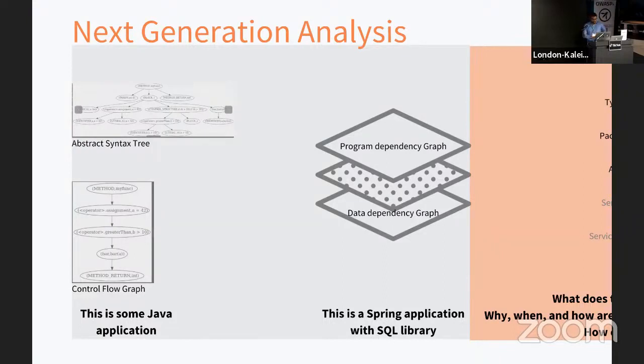So we have syntactic structures, like the abstract syntax tree, which is what all the linting tools use, like ESLint or formatting tools. SonarQube, you know, all these are linting tools. They operate on syntax trees.